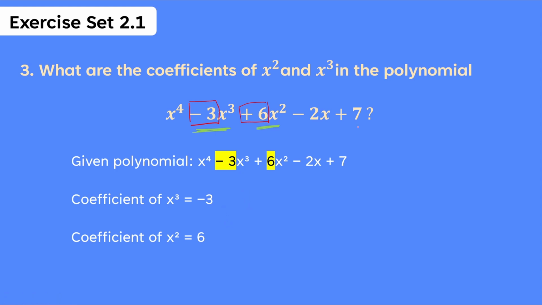If you've been asked the coefficient of x, you need to mention that the coefficient of x is going to be, any guesses? Yes, it is negative 2, and the constant in this polynomial is 7.